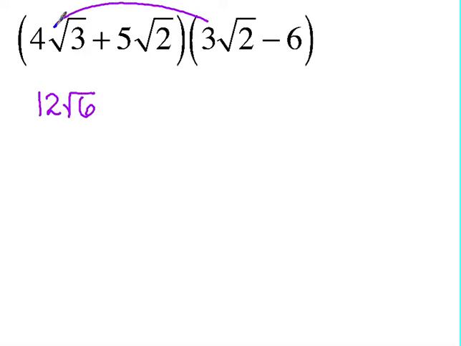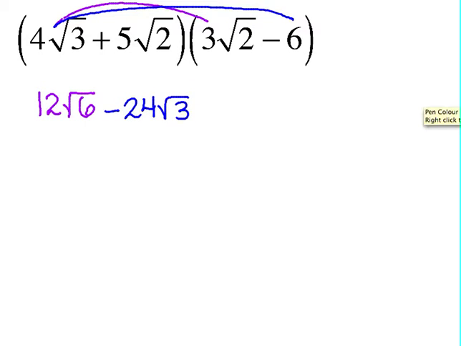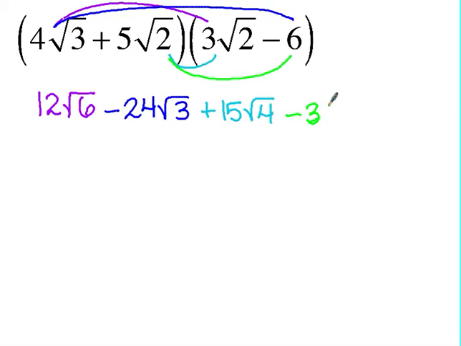So now let's go with our outer terms. What do you get from your outer terms? Negative 24 root 3. Good. You guys are doing great. Okay. 15 root 2. 15 root what? 15 root 4. Good. And then what's our last one? Negative 30 root 2. Okay, so now we need to see if we can break any of the square roots down.